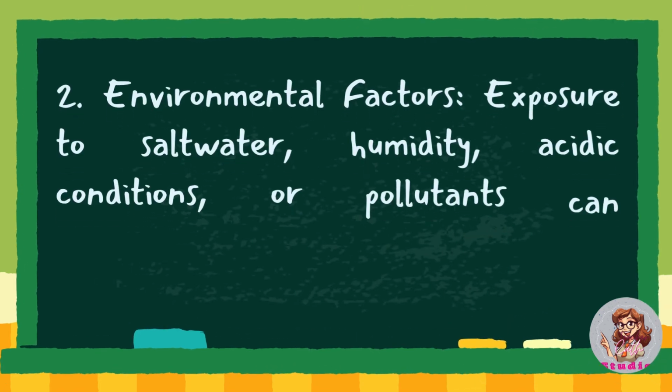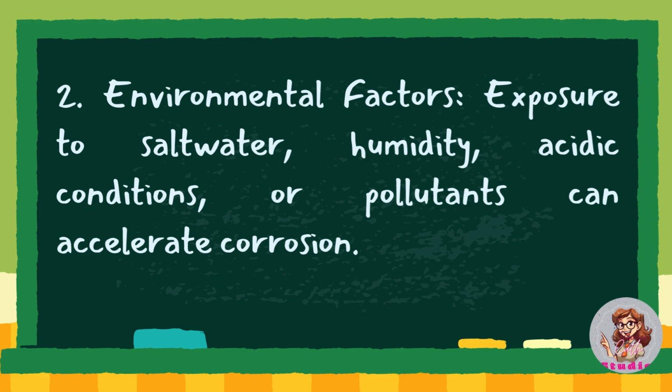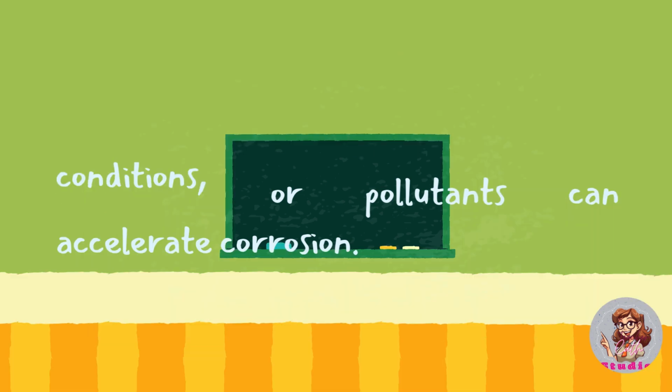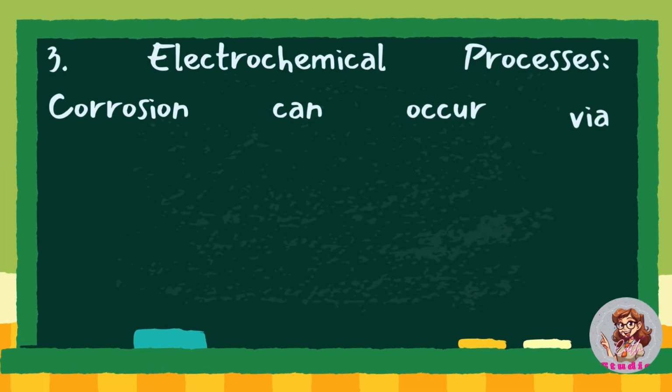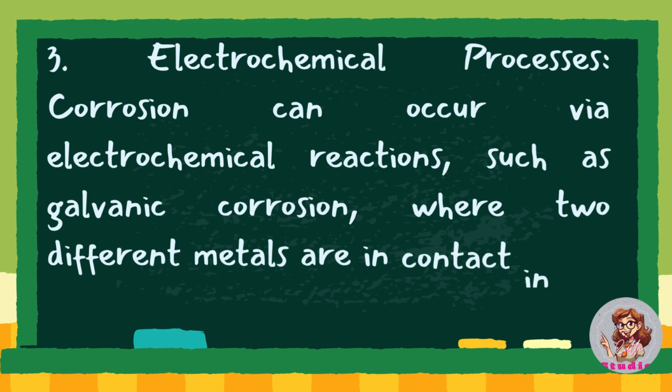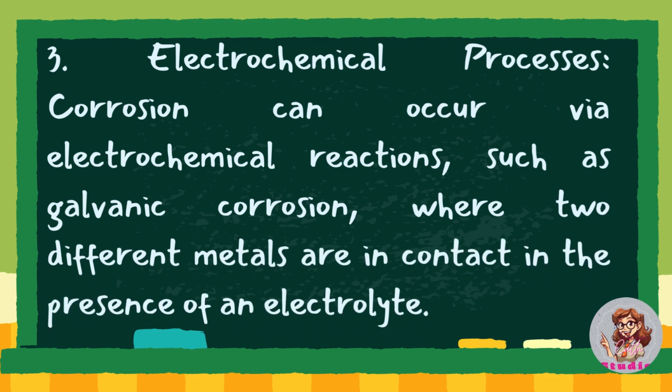Number 2. Environmental factors. Exposure to salt water, humidity, acidic conditions, or pollutants can accelerate corrosion. Number 3. Electrochemical processes. Corrosion can occur via electrochemical reactions such as galvanic corrosion, where two different metals are in contact in the presence of an electrolyte.